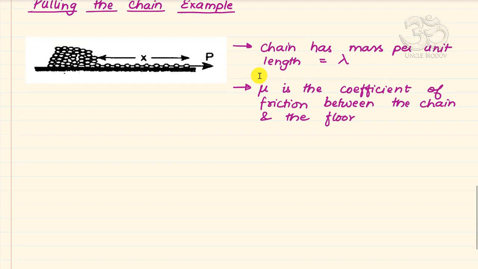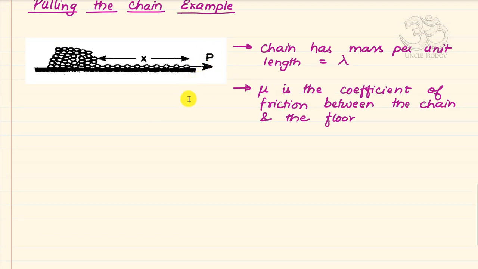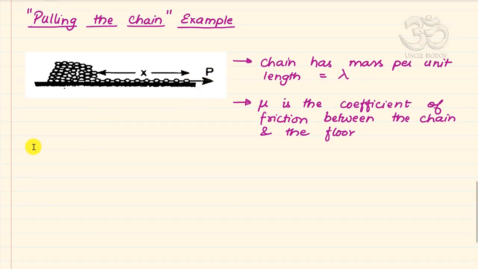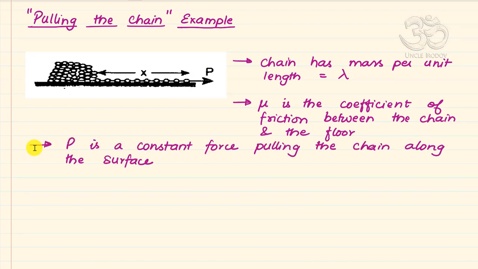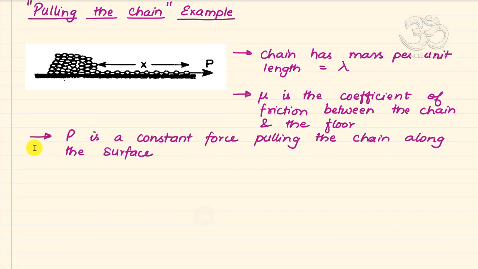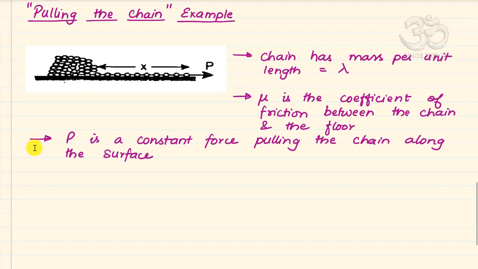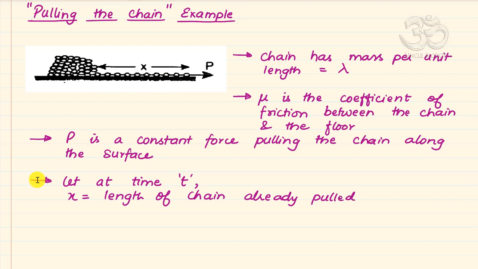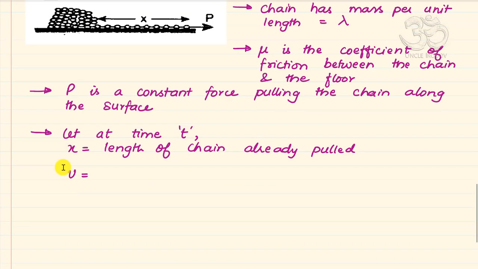Let's say there is a constant force. So this P is a constant force. Let us also say that at a certain time x length of chain has already been pulled, and let us say the free end of the chain at that moment is moving with a velocity v, which is equal to dx by dt.